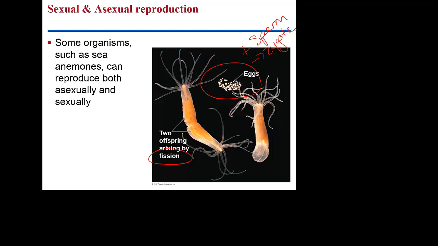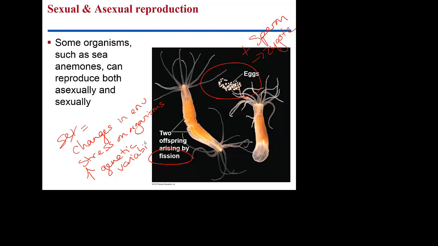When might an organism choose to produce eggs instead of reproducing asexually? Sexual reproduction is usually in response to changes in the environment, stress on the organisms, or a detected need for an increase in genetic variability. Remember, sexual reproduction's main goal is to increase genetic variability for organisms.